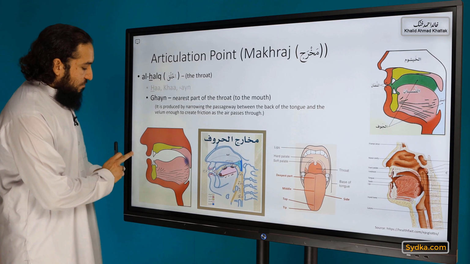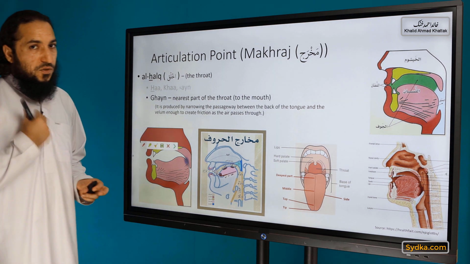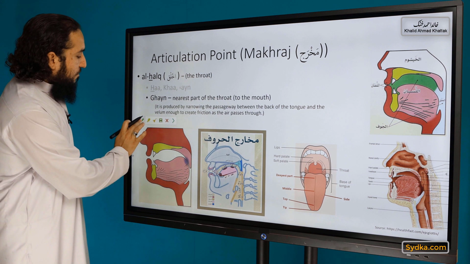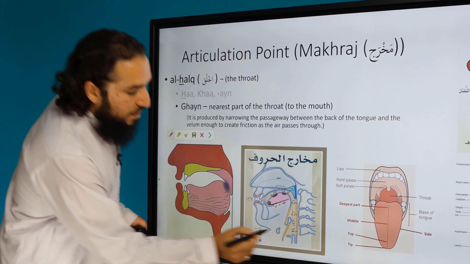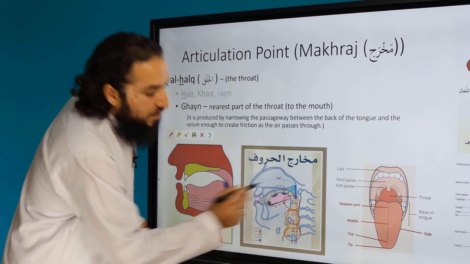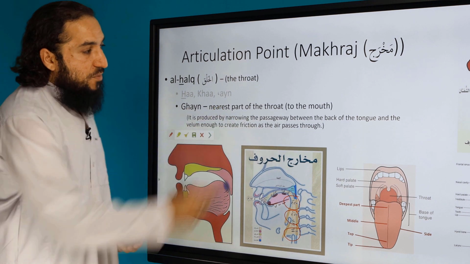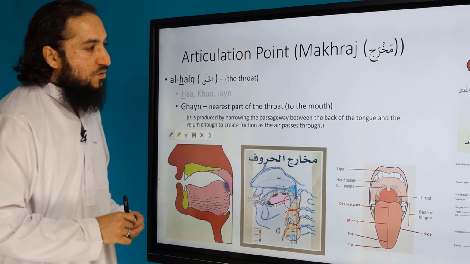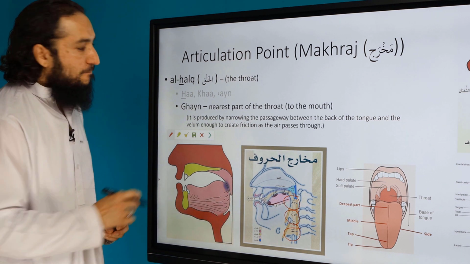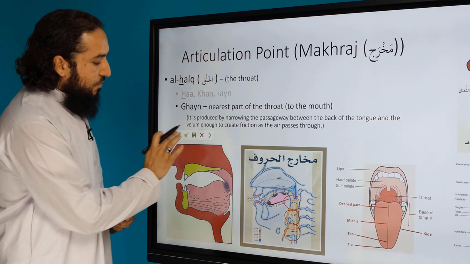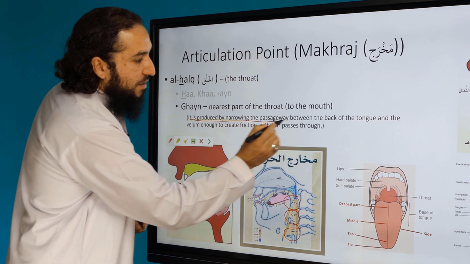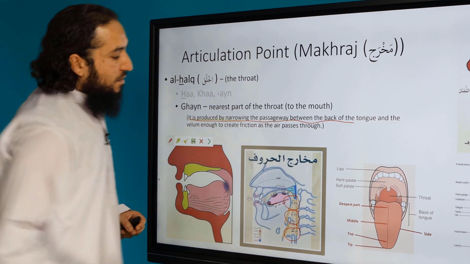Its makharij is one of the halq, the throat letters, one of the 6 letters, as we explained before. Two here, two here, and two there. So it is actually the nearest part of the throat to the mouth, and we have already used this one for the letter kha. How is it produced? It is produced by narrowing the passageway between the back of the tongue and the velum.